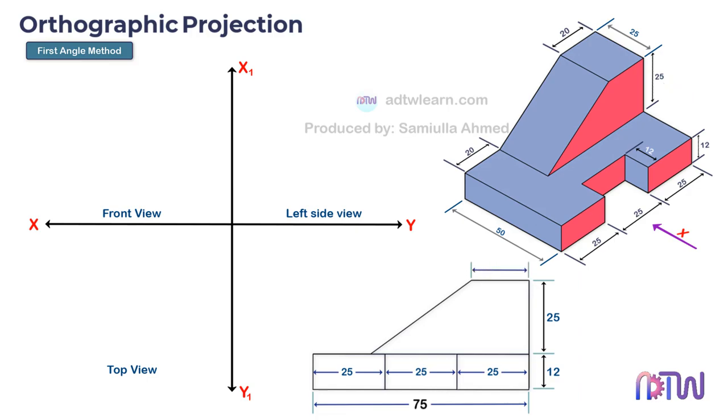This width is given as 20 millimeters in the figure. And at last, we need this width, which is given as 20 millimeters. This is our front view of the object with all the dimensions. During exams, you can draw such rough figures, which will help you in drawing faster.